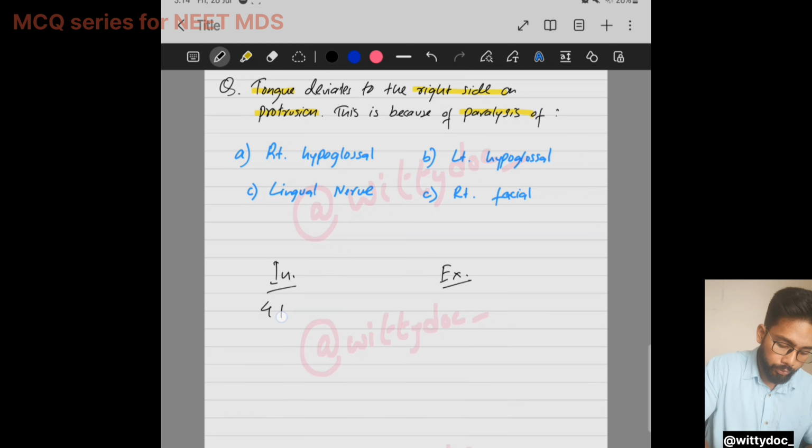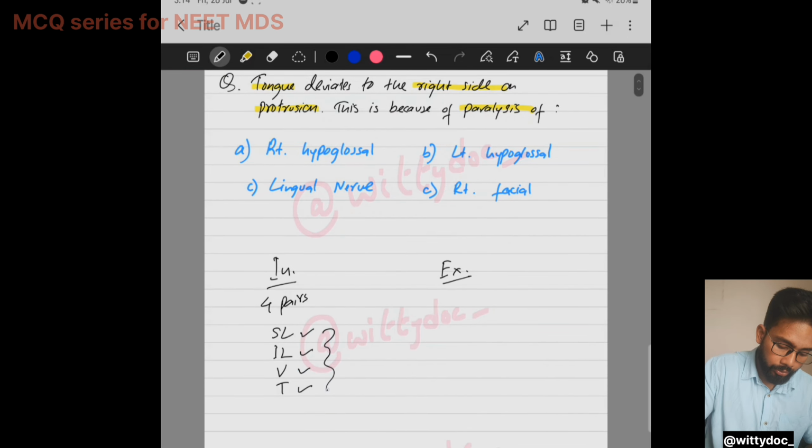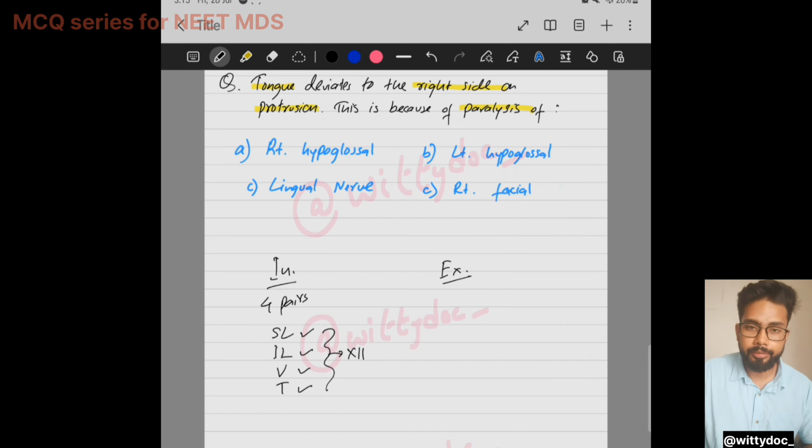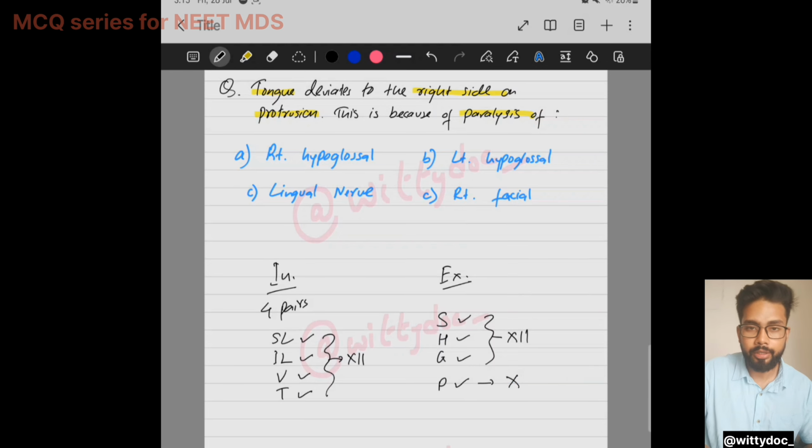The intrinsic muscles are four pairs of muscles which include SL, IL, V and T: superior longitudinal muscle, inferior longitudinal muscle, vertical muscle and transverse muscle. All these intrinsic muscles are innervated by the hypoglossal nerve, which is the 12th cranial nerve. Extrinsic muscles include S, H, G: styloglossus, hyoglossus and genioglossus. These are innervated again by the hypoglossal nerve, cranial nerve 12. Another extrinsic muscle, the palatoglossus, is innervated by the 10th cranial nerve, which is the vagus nerve.